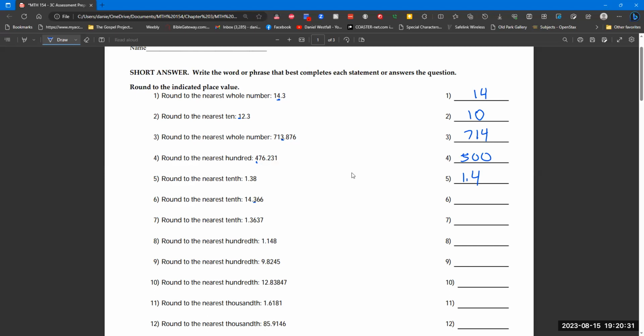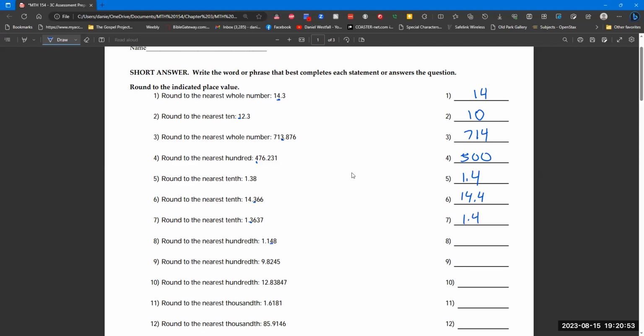Round to the nearest 10th again. So look at the tenths. Now look at the hundredths that are after it. That 6 is going to make me round up to 14 4/10. Round to the nearest 10th again. And that 6 is going to round that 3 up to 1 4/10.